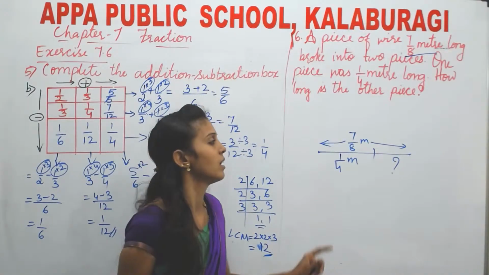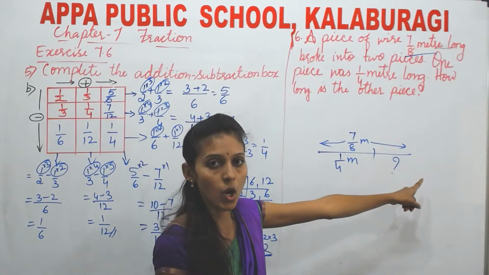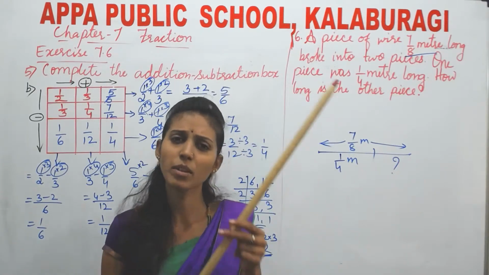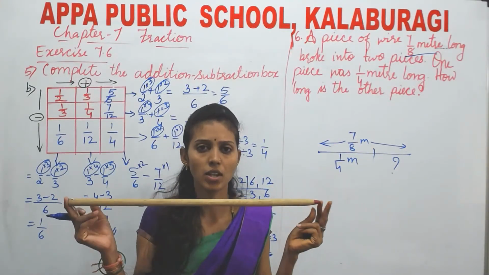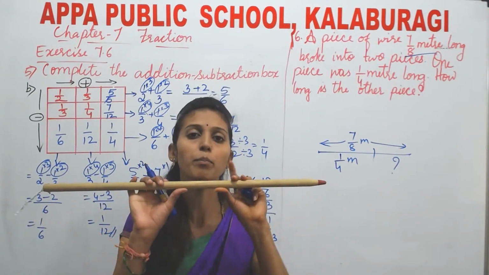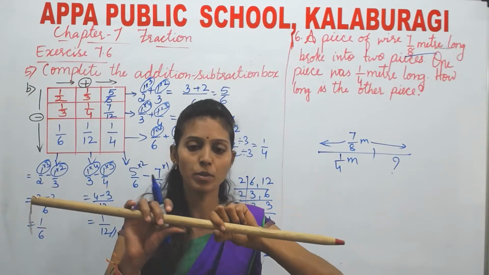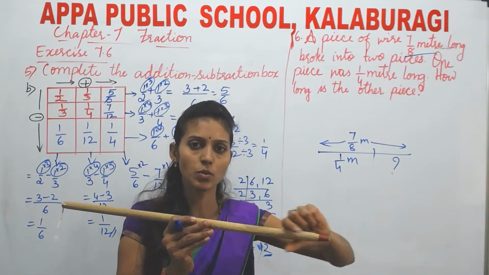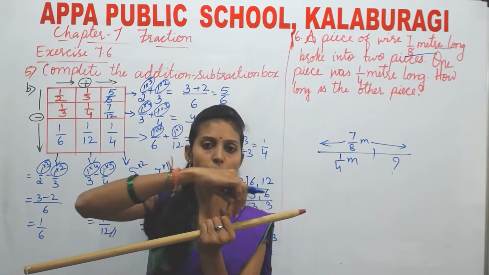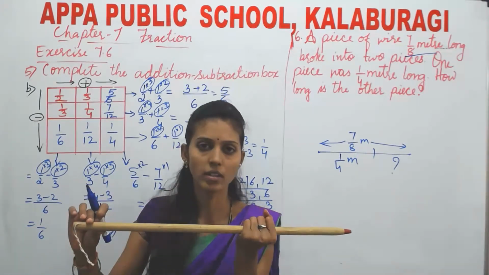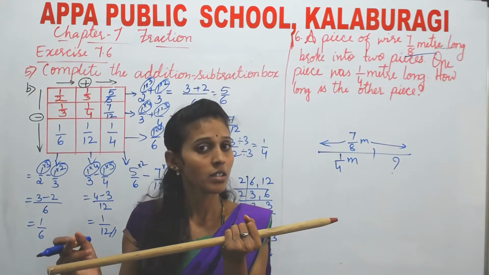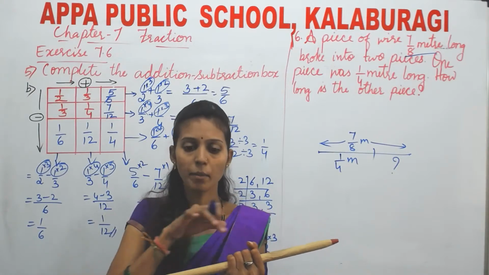For example, if this is 7 meter long wire, okay, let me use this one only. If this is 7 meter long, and I cut it into two pieces, I'll get two pieces. One is this one, another one is this one, right? If this one is 4 meter long, then how much will be this one? This full 4 meter, total 7 meter. Then how much will this one be? What we have to do? Subtraction, isn't it? 7 minus 4.